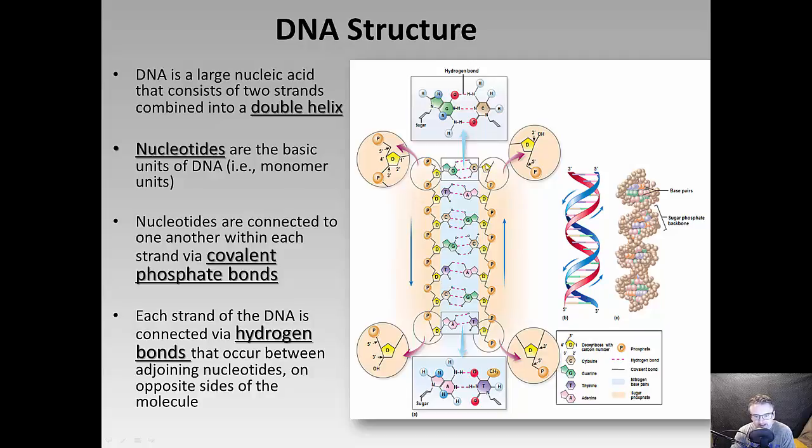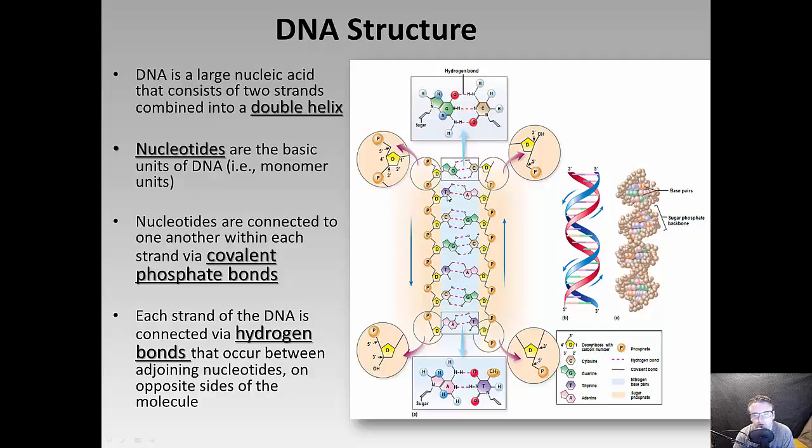So phosphate bonds are on the outside. These occur on each side of the molecule. That makes the outside of the molecule relatively sturdy. There's another type of bond called hydrogen bonds, and they occur down the middle. And hydrogen bonds make this part of the molecule a little less sturdy.